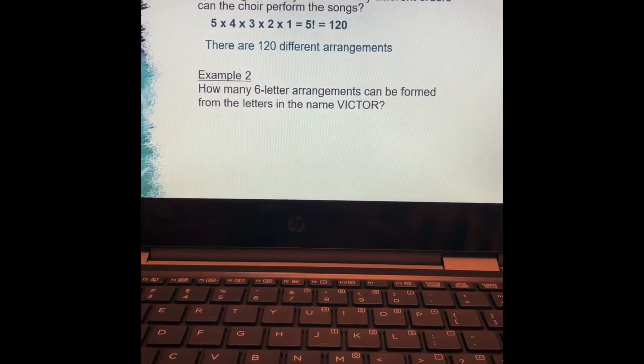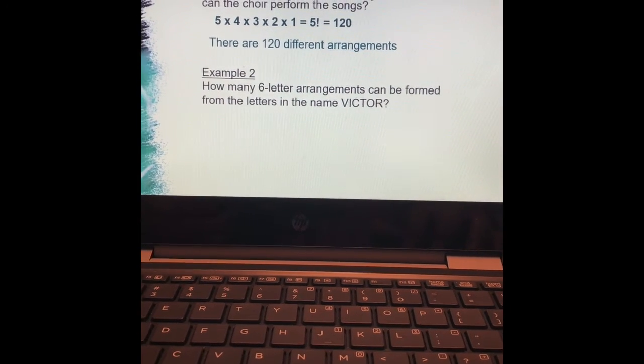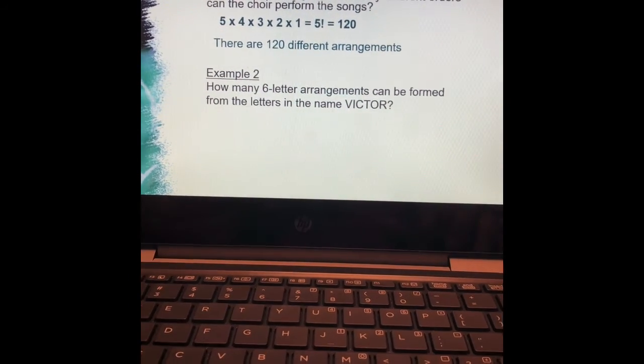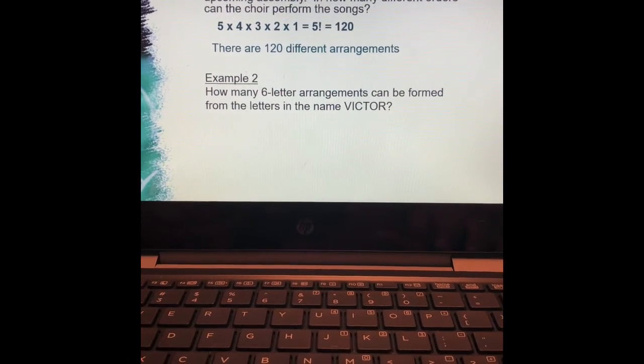6-letter arrangements from the name Victor. Victor is all different letters. So all 6 letters are completely independent, no overlap, no same letters. So 6 different letters. The answer is going to be 6 factorial.